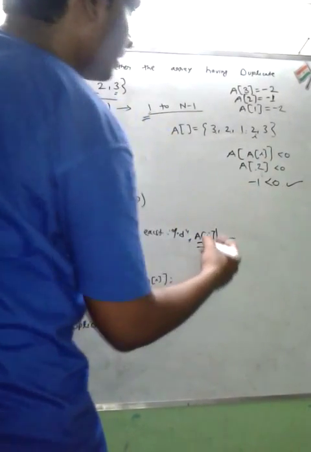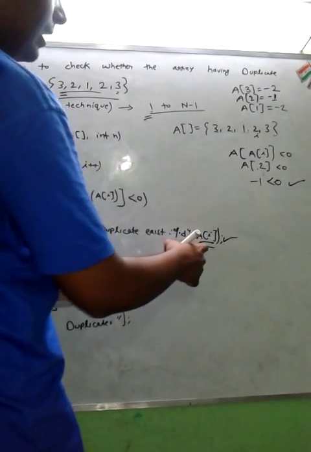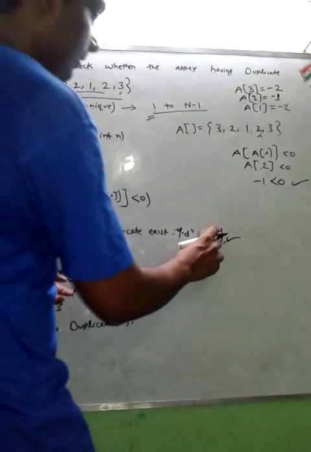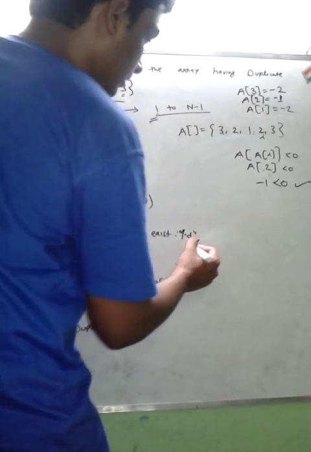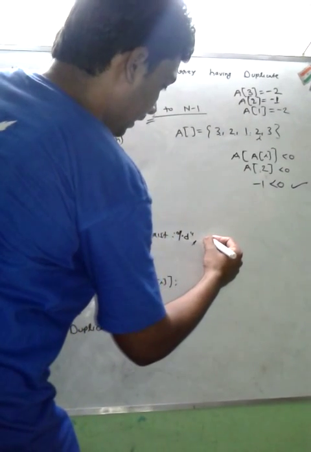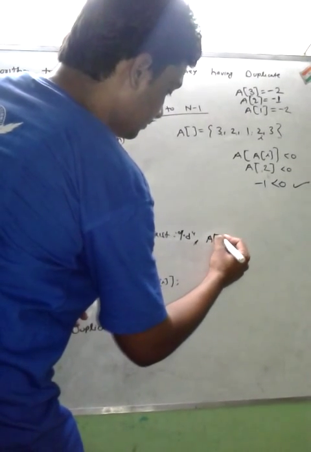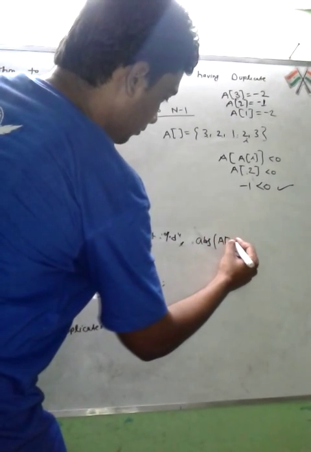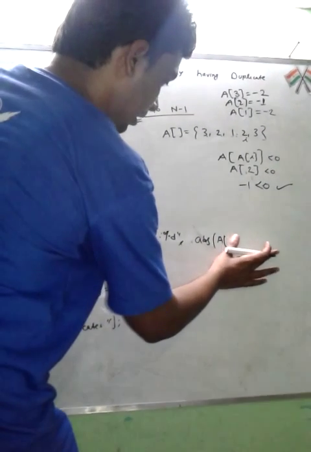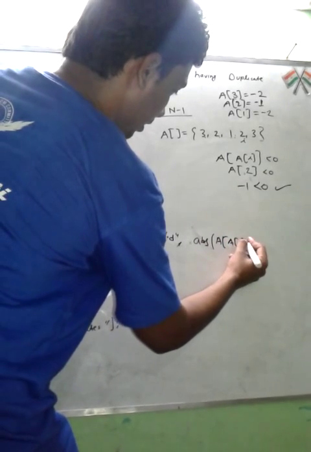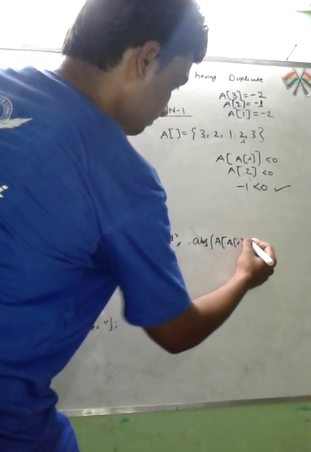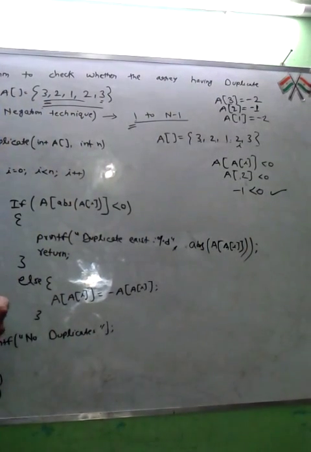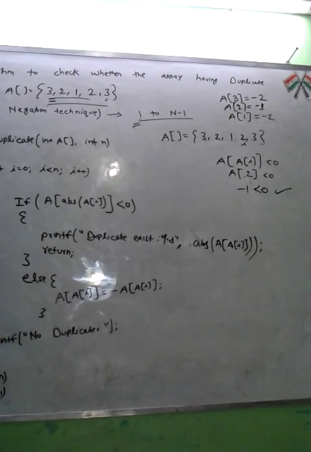So that is a[i]. How will we print that element? We will print it like this, abs of a[i]. Yeah, this is our code to check the duplicate elements.